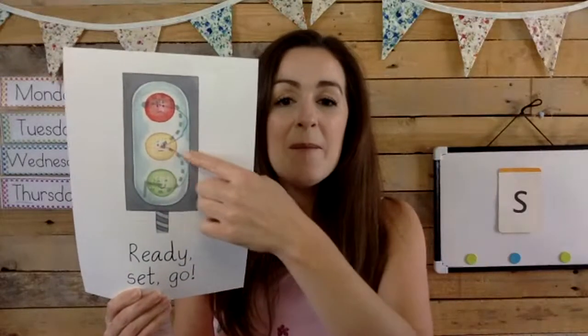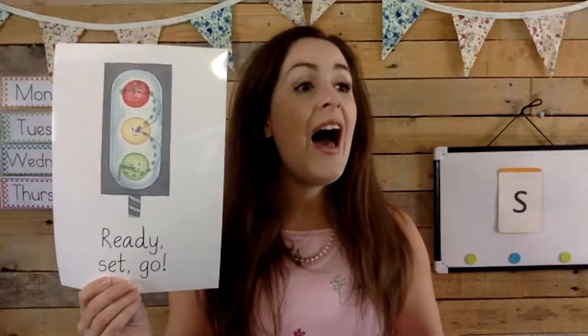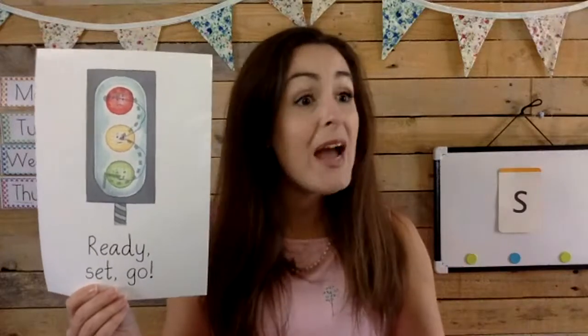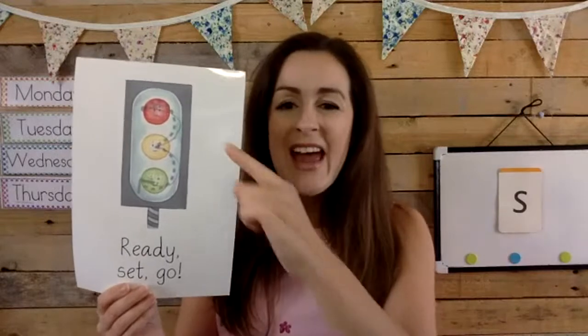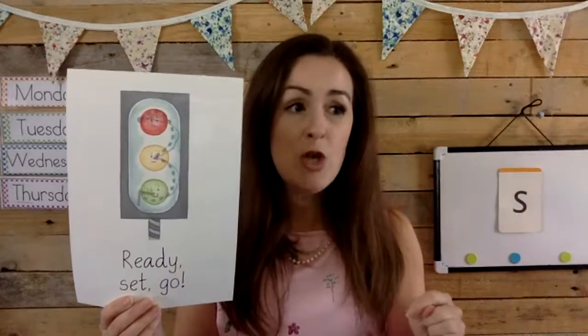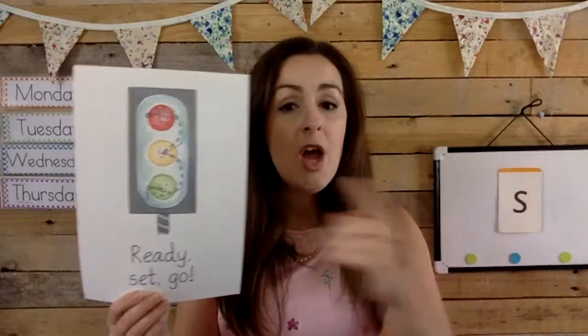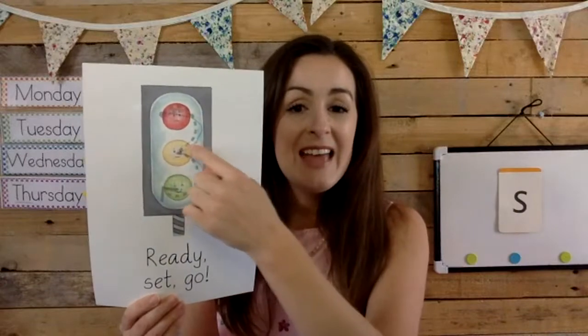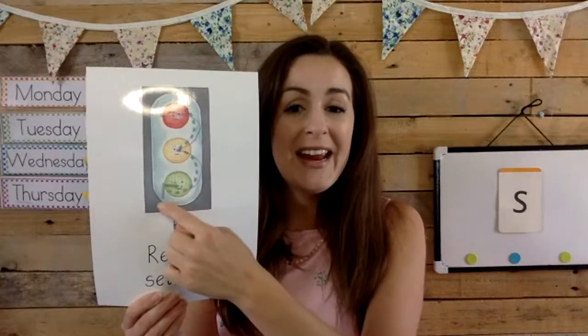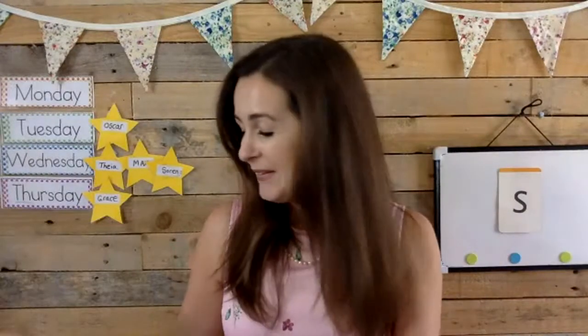Red, amber, green. I like to ride my bicycle. I ride it to the shop. And when I see that big red light, I know that I must stop. Red, amber, green. 1, 2, 3. Go, go, go, go, go.